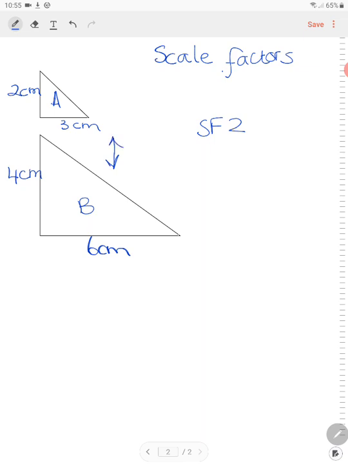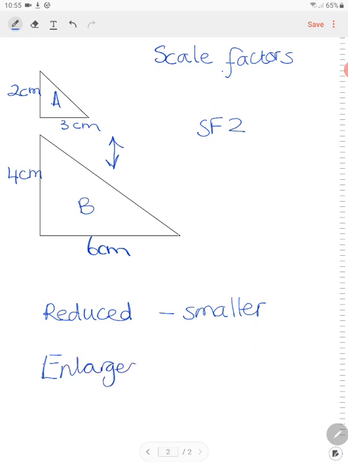What's key is the vocabulary. So you would have reduced if it's getting smaller, and enlarged if it's getting larger or bigger. Ratio really isn't anything to worry about. We use ratio all the time without realising that we're doing it.